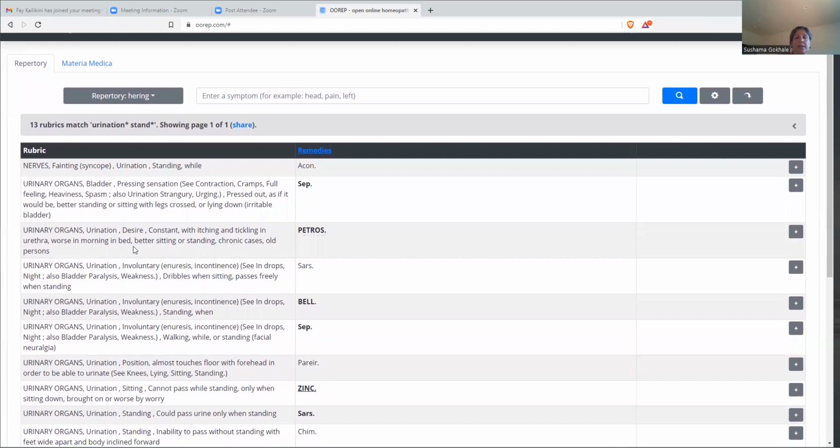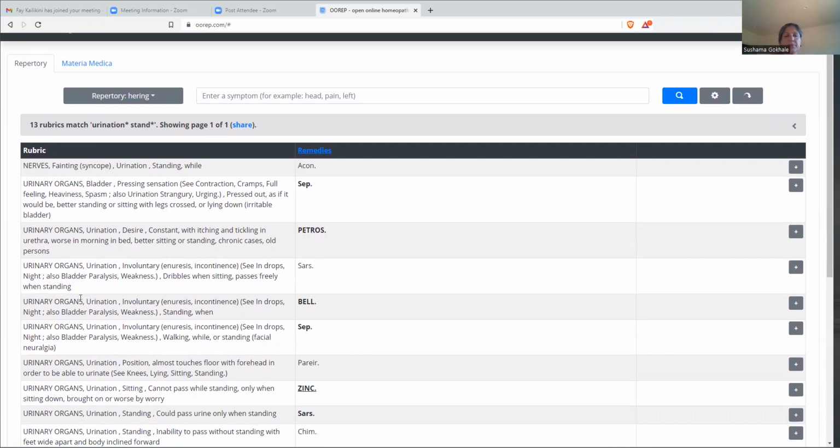Here's another one, petroselinum, urination, desire constant with itching and tickling in urethra, worse in the morning in bed, better sitting or standing, chronic cases, old persons. But this is not the one for you because this is not better standing or sitting.